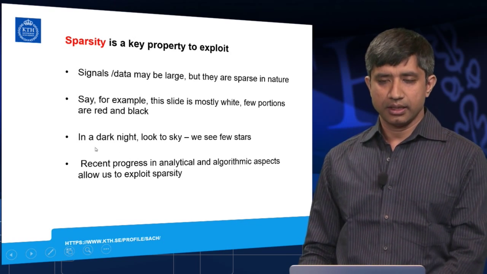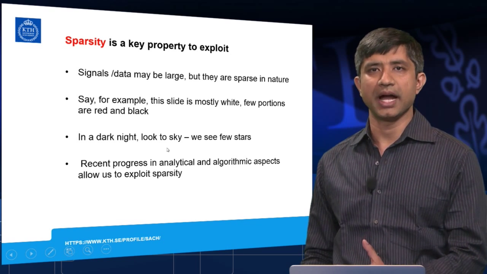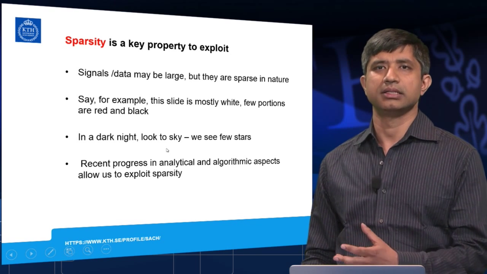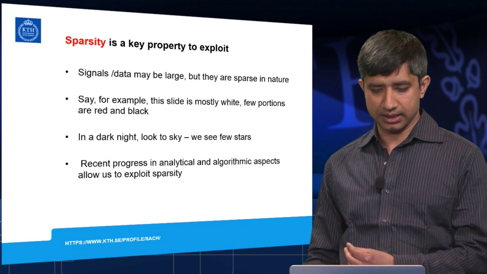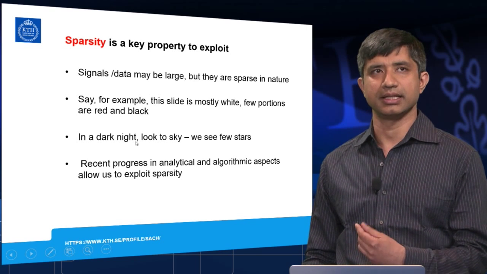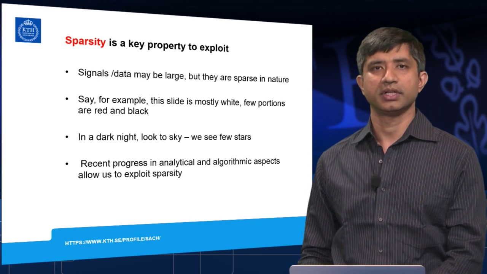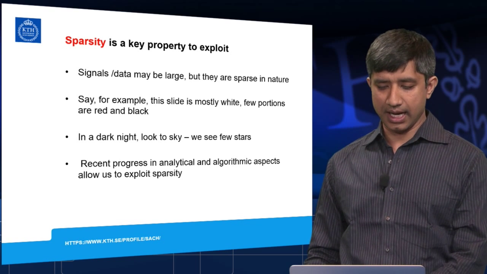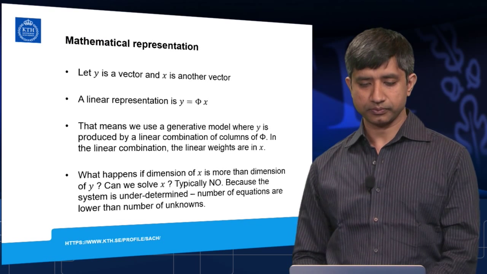On the other hand, let us say in a dark night you look to the sky and we see few stars, those are the bright spots. So, those are activation points and the whole sky is dark. So, it is also a sparse image. Now, this particular slide is a man-made signal. On the other hand, sky is a natural image. So, for both man-made and natural images we have sparsity in nature. So, recent progress in analytical and algorithmic aspects allow us to exploit sparsity.